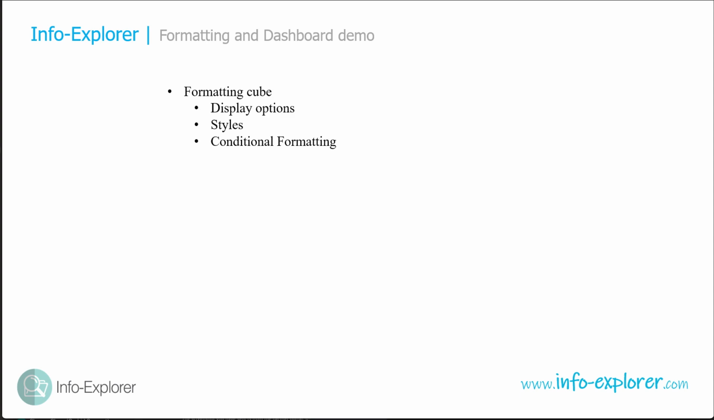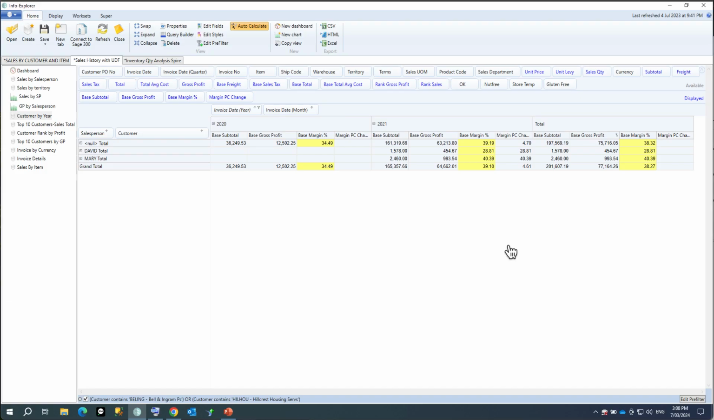Next, we're going to look at formatting a cube, display options, adding some styles, doing some conditional formatting, and then we will look at using dashboards in the cube. I'm now looking at sales history based on sparse sample data with user-defined fields, which is available as a sample cube on the Info Explorer website.